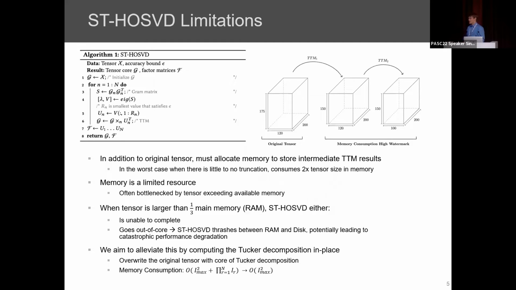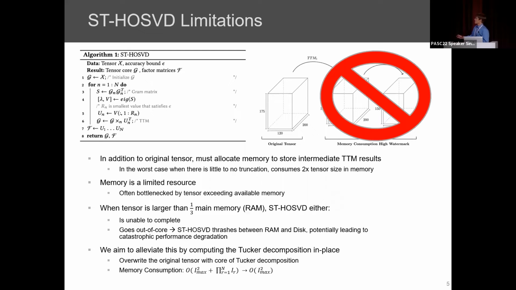The goal of this work is to alleviate this problem by computing the Tucker decomposition in place. Essentially, we're going to take the original tensor and overwrite it with the core of the Tucker decomposition, and in doing so we reduce the memory consumption. We measure the memory consumption as the memory high water mark of the algorithm minus the size of the original tensor, going from the square of the largest dimension plus the product of all dimensions to just the square of the largest dimension. So we're no longer going to need to hold these intermediate representations.